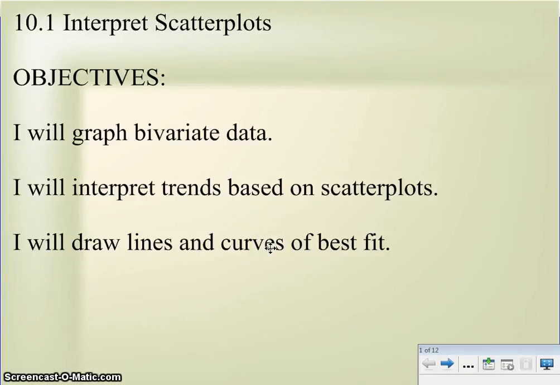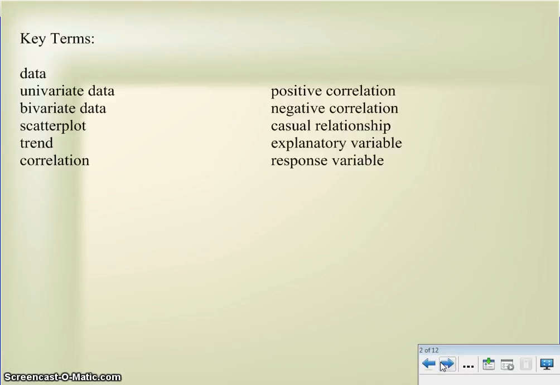Right, here we are in the last unit of Financial Math 2, and we're in the first chapter, Interpreting Scatterplots. Our objectives for today: I will graph bivariate data, I will interpret trends based on scatterplots, I will draw lines and curves of best fit. So let's get started. Here we've got our key terms for this particular chapter. Make sure that you review these and are in full understanding of them before moving on with the video.